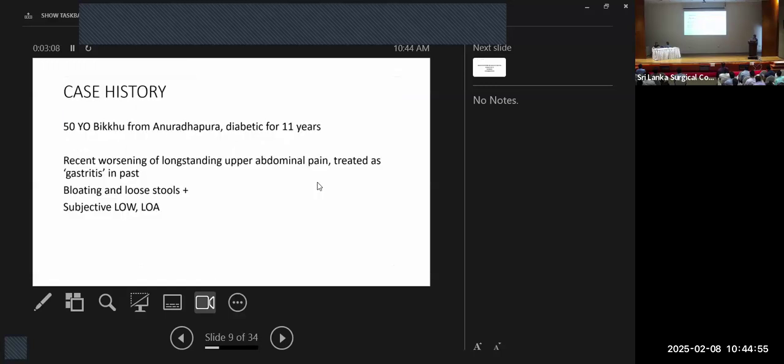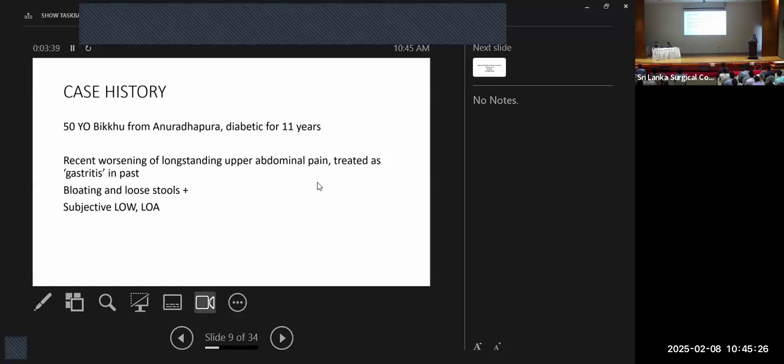Okay. So we have again a case scenario. We have a 50-year-old bhikkhu from Anuradhapura who's been diabetic for 11 years. He has recently worsening, long-standing upper abdominal pain, has been treated for gastritis in the past, right? He has bloating and loose stools, and subjectively, he says that he has loss of weight and loss of appetite.